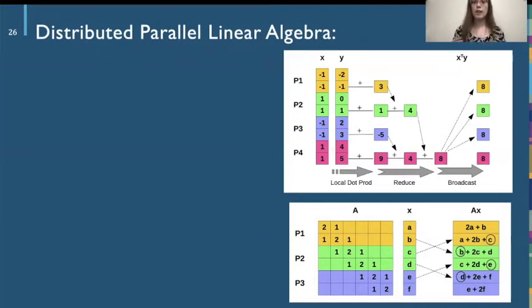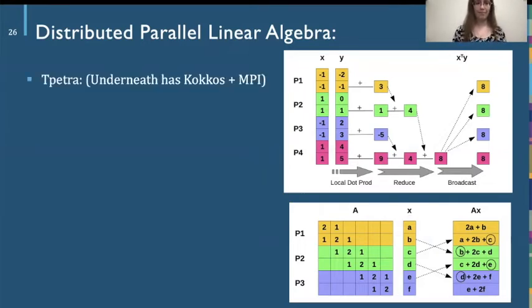So in Trilinos, we have the Tpetra library, which provides this distributed parallel linear algebra and helps to decide how these different processors talk to each other and how we divide up our matrices among the processors. Tpetra underneath uses Kokkos for the on-node linear algebra, and MPI, the standard message passing interface, to help processors communicate with each other.